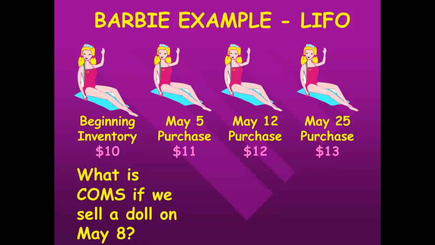Let's look at our Barbie example right here. We sell a doll on May 8th. Using LIFO, you would assume we sold what doll? Good. Why is it May 5th and not May 25th? You don't have it yet. That's a tricky one. You got to make sure you have it before you can sell it.